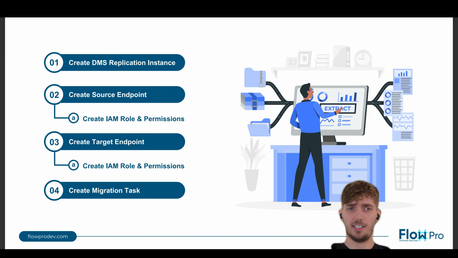In order to replicate databases, we have to take 4 steps. First, we'll create a DMS replication instance. This is an EC2 virtual machine which will run the migration. Then we need a source and a target endpoint, including IAM roles with the proper permissions. And finally, we'll create the migration task.